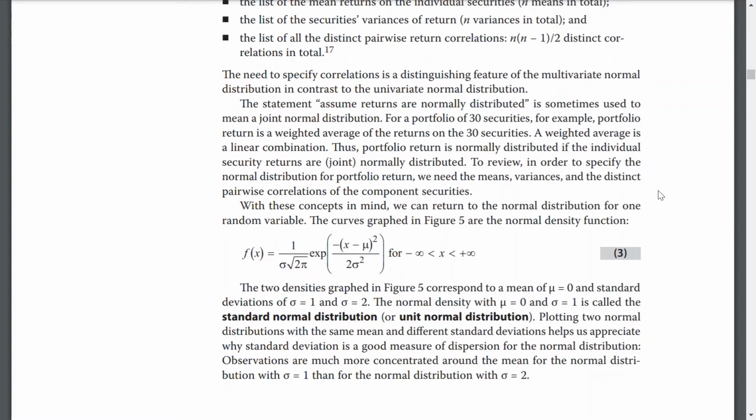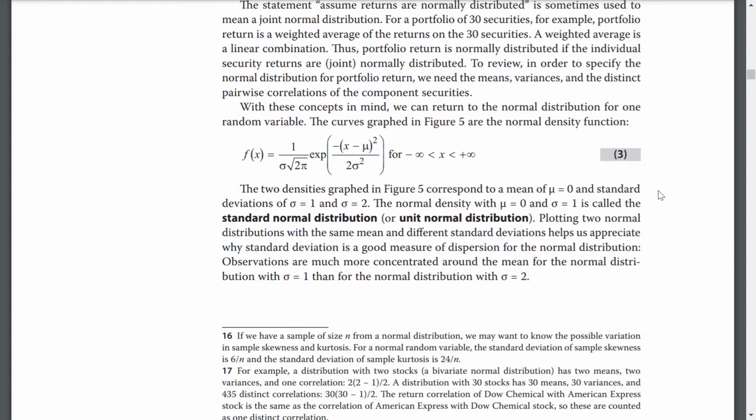The statement "assume returns are normally distributed" is sometimes used to mean a joint normal distribution for a portfolio of 30 securities. For example, portfolio return is a weighted average of the returns on the 30 securities. A weighted average is a linear combination. Thus, portfolio return is normally distributed if the individual security returns are jointly normally distributed. And to review, in order to specify the normal distribution for portfolio returns, we need the means, variances, and the distinct pairwise correlations of the component securities.